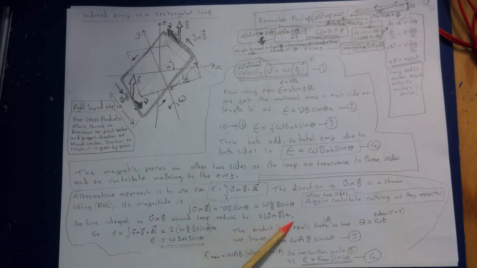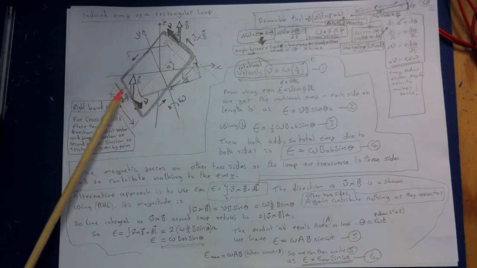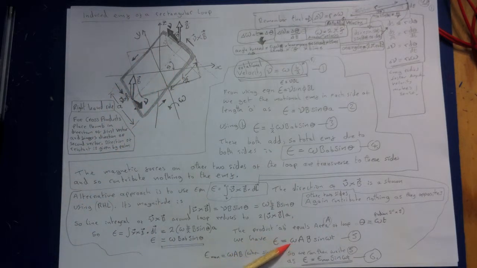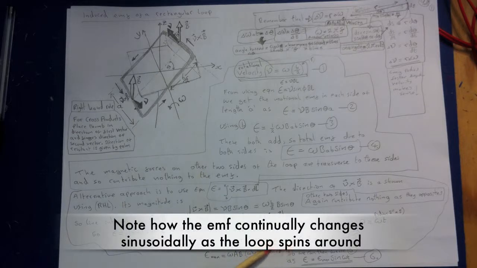So the product AB equals the area of the loop, so AB is this whole area. You end up with E equals omega AB sine omega t. We can also see that the maximum is going to be when the angle here is 90 degrees. You're going to get a maximum of omega AB. You can define the maximum as Emax, and so you can rewrite equation 5 as this equation.